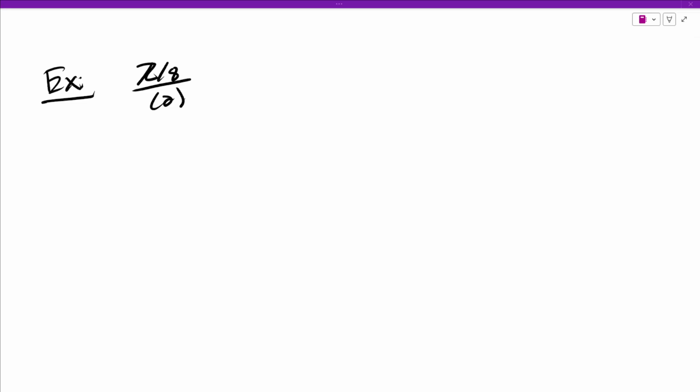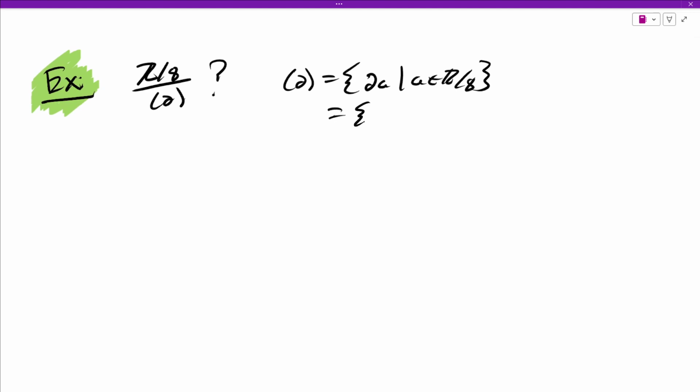In our last example for this section, we're going to look at an arithmetic example. Namely, we're going to look at Z mod 8 mod the ideal generated by 2. So the question is, what is this? Now, the ideal generated by 2 is, of course, just all multiples of 2 in Z mod 8. And if you look at all multiples of 2, you'll find it's 0, 2, 4, and 6. I'm not going to write the bars.